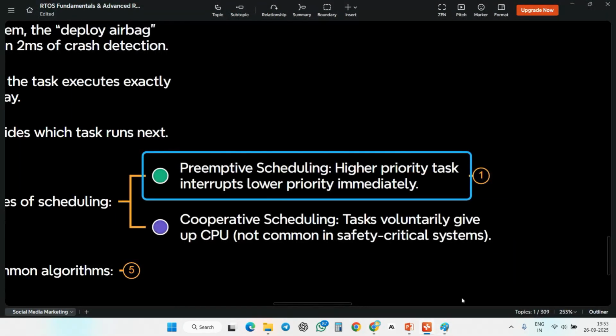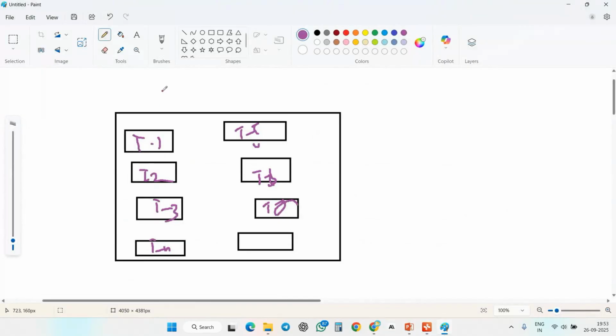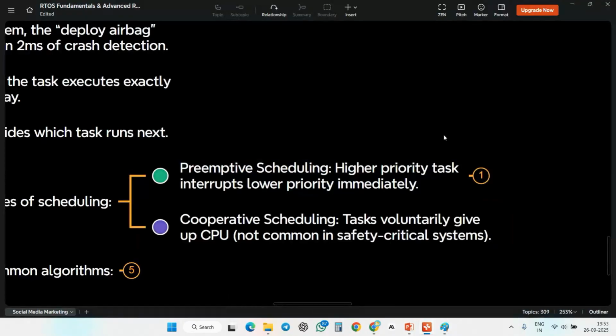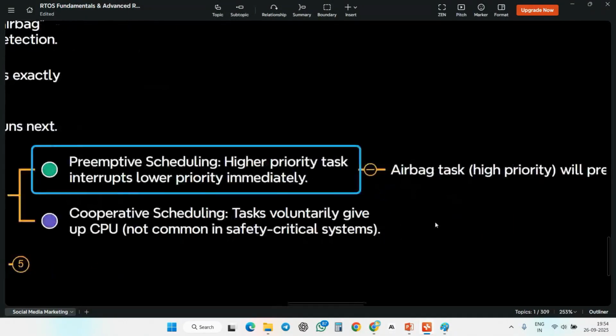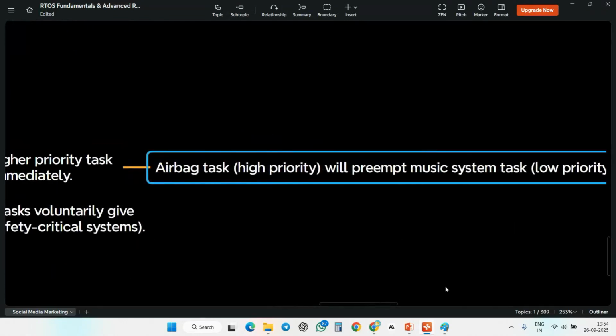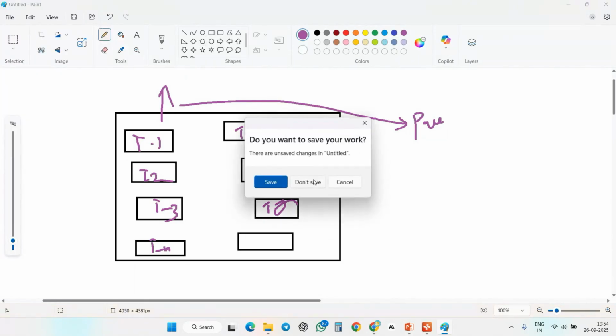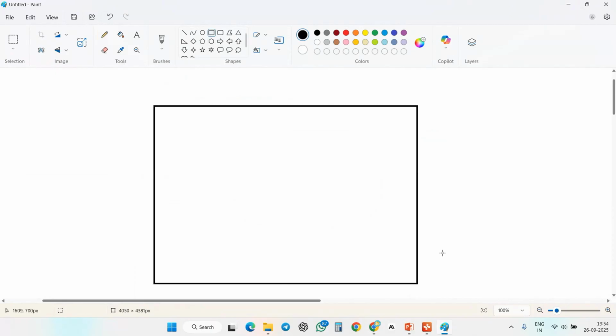The high priority task is going to run first. How are you going to find it out? Because of the priority number. So that one we call preemptive task scheduling. Preemptive scheduling. Whenever you give priority to the high priority task, that is called a preemptive task. If you want to implement the RTOS in your car, you should be having multiple things.